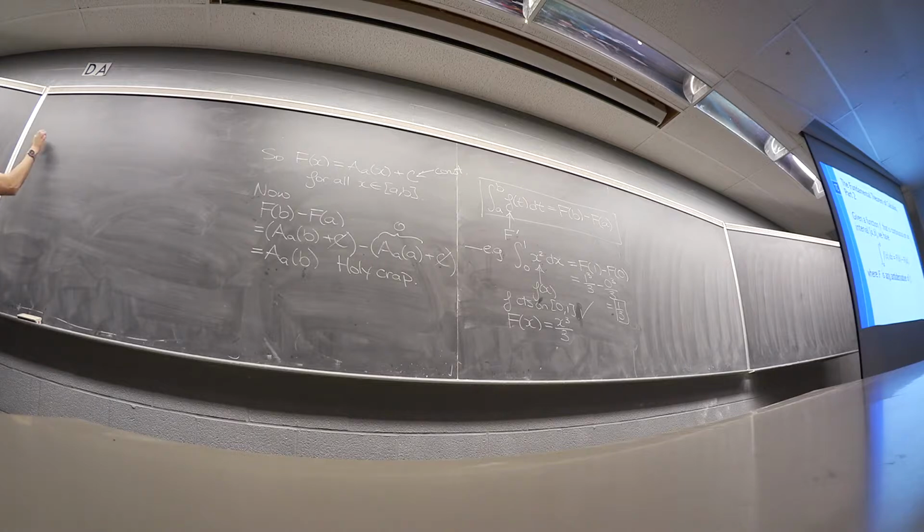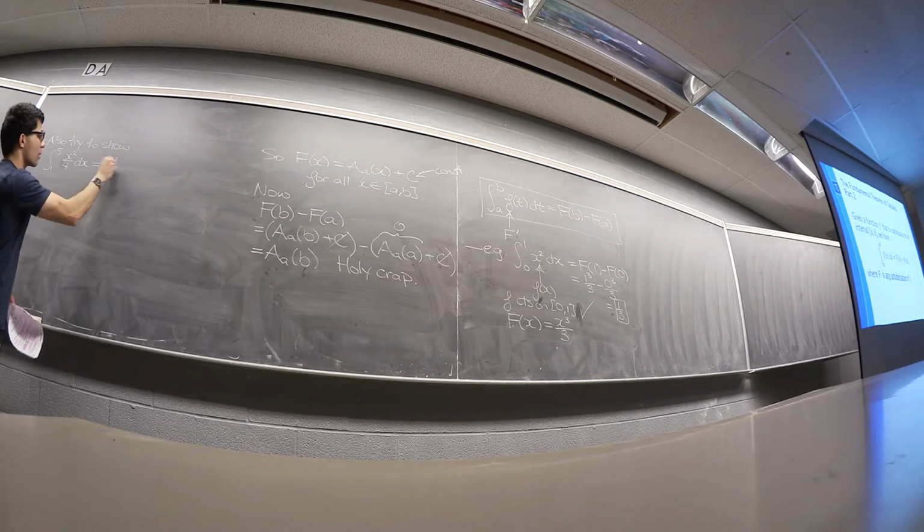Also try, this is on your own, to show, by essentially the same method, that the integral from 1 to 5 of x squared over 4 dx is 31 over 3.